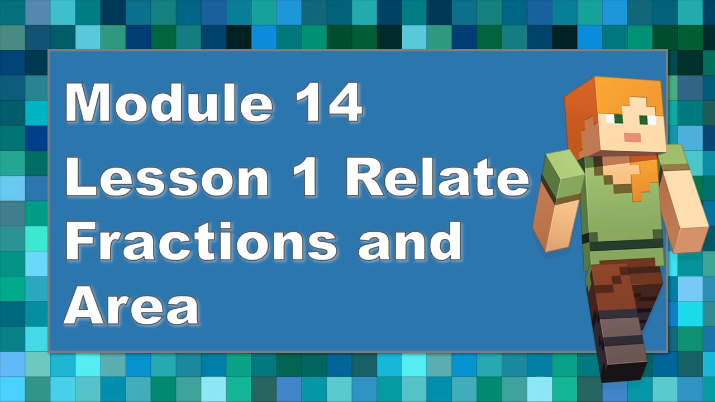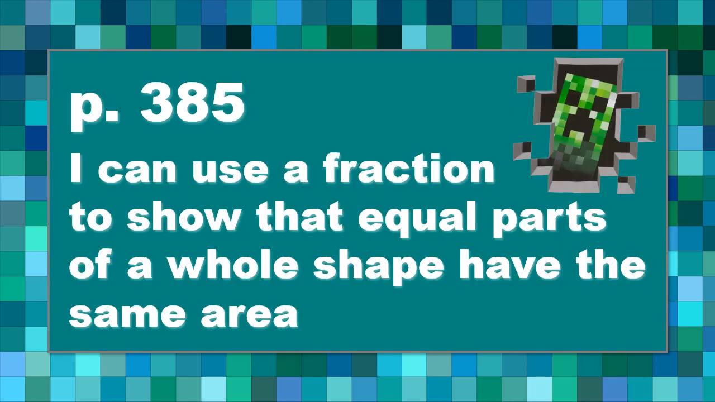So if you turn your books to page 385, you can follow along with the lesson. Our I Can objective reads, I can use a fraction to show that equal parts of a whole shape have the same area. If we decompose that I can objective, we can see that we've worked on a lot of these skills. We're familiar with fractions and equal parts, and we've definitely learned a lot about area. So let's see how we can put these things together and have them relate to equal parts of a whole shape.